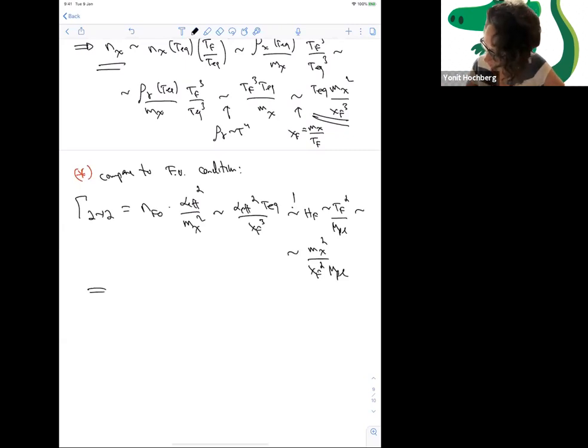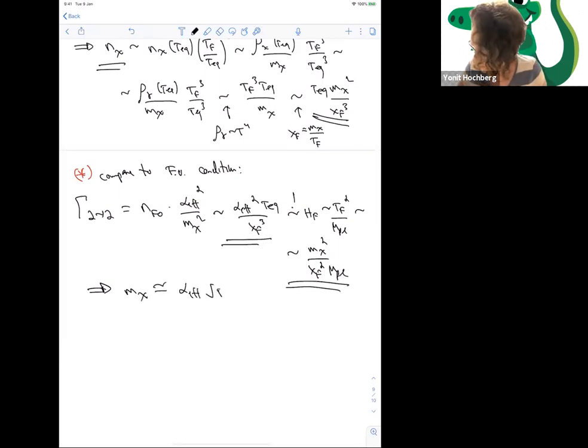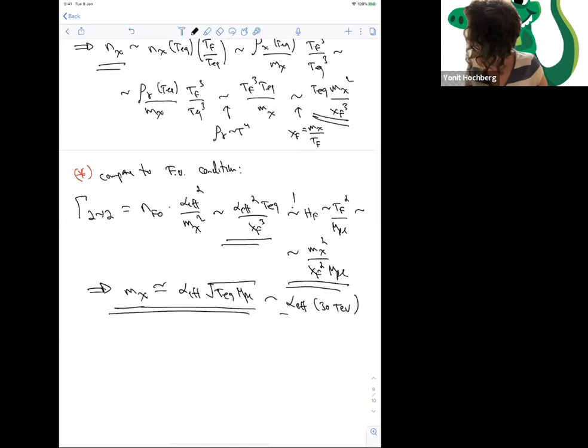Okay, and if we do this, you see I have here, just what we're doing is this versus this, and we're just shifting around to solve for m. And what we find when we do this is that m chi, dark matter mass, goes like this effective coupling times square root of T equality and m Planck. And if I plug in numbers, this is roughly alpha effective times around 30 TeV. Okay. So this is the result for the WIMP.